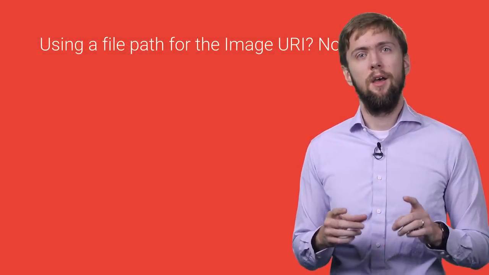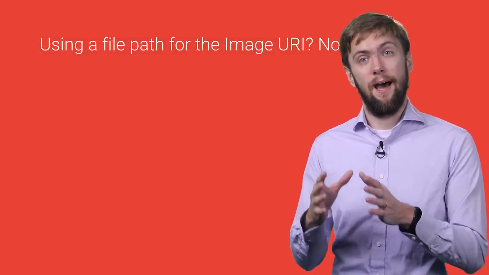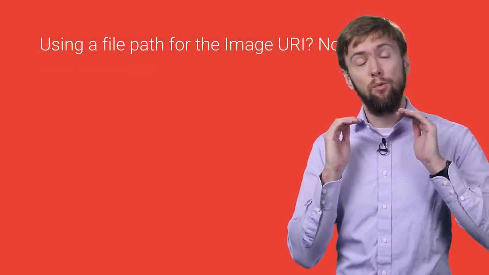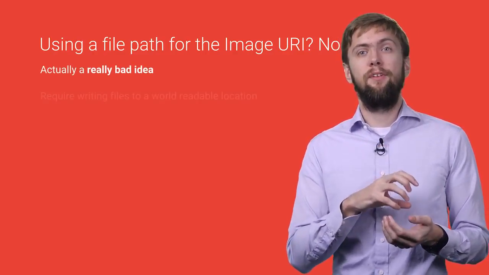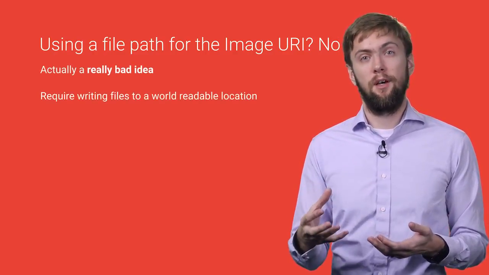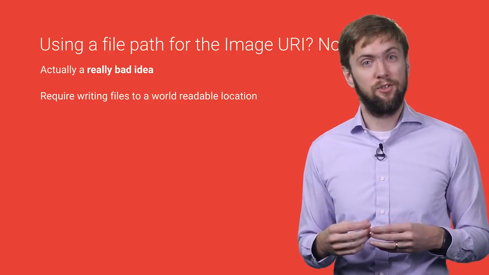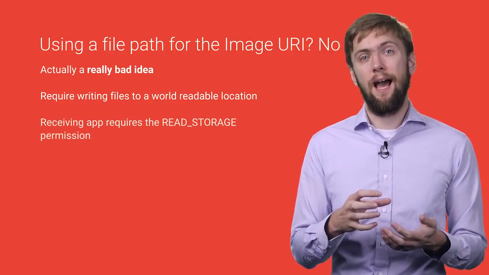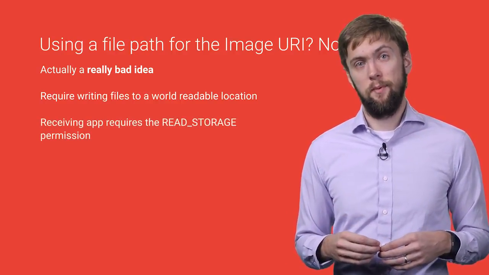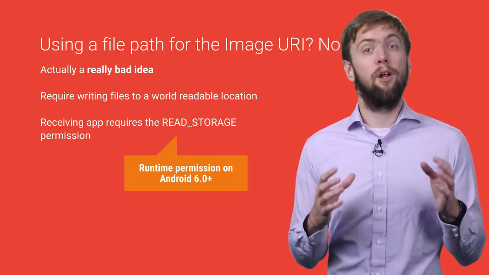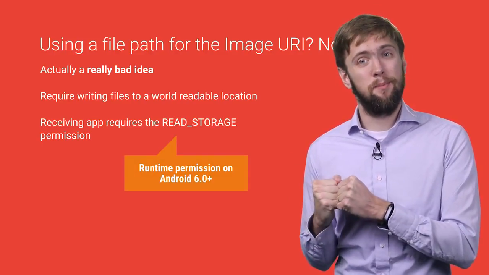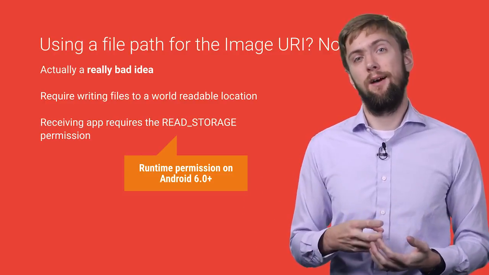Here's the interesting part. You'd think this could be a file path to the image itself. It's actually a really bad idea. It means you need to write the file somewhere accessible to other apps, potentially needing the write storage permission. And the receiving app would definitely need the read storage permission. With Android 6.0 Marshmallow, those are dangerous permissions that need to be requested at runtime.